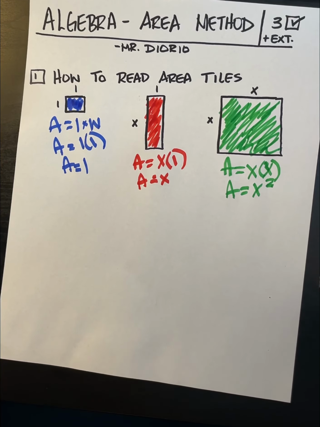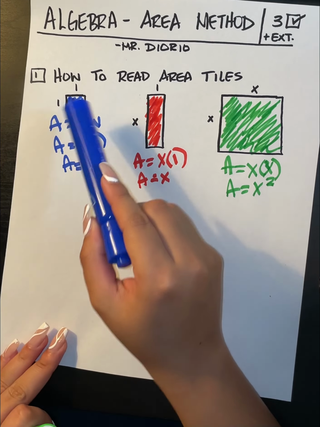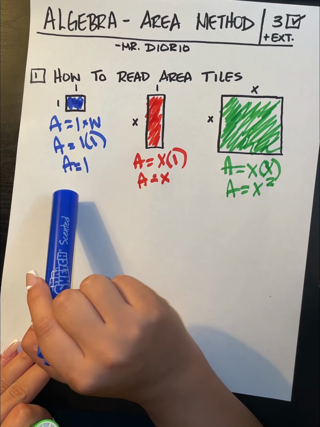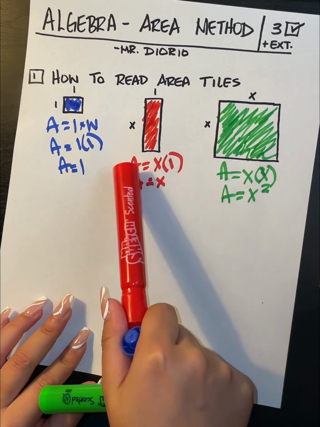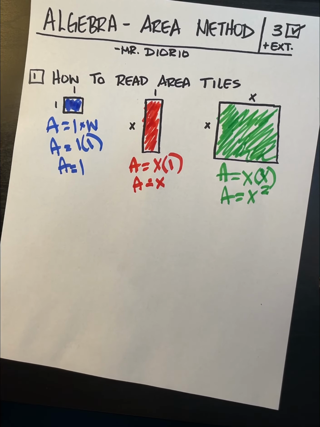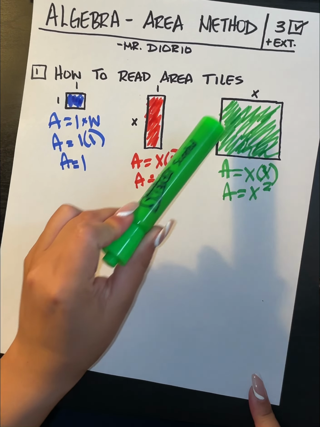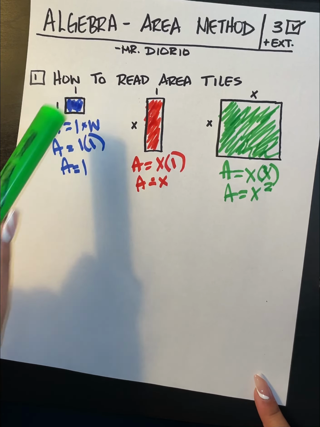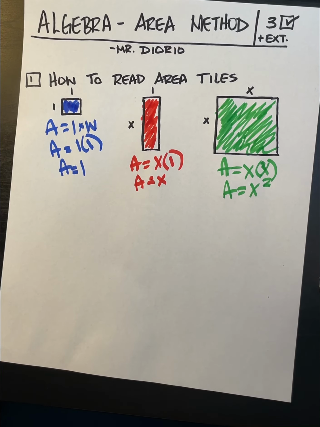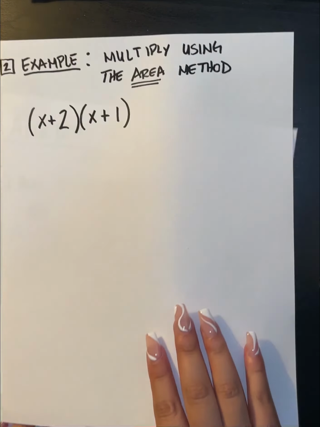Okay, so now that you know how to read area tiles, the first one, 1 on 1, is an area of 1. And the second one, x and 1, is going to give you a value of x. And the last one, x and x, will give us the value of x squared because we just multiply all the sides together. And we are going to use these to multiply binomials now. So that was question 1. And let's go to question 2.